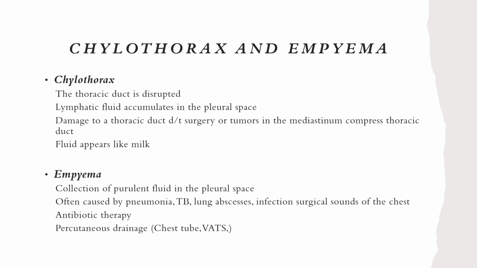There are a few other reasons why we could have increased fluid in our pleural space as well. And the other one is a chylothorax. So this is actually when the thoracic duct is disrupted or there has been injury to the thoracic duct or trauma. This has a lot to do with lymphatic fluid flow, okay? So what's going to happen is lymphatic fluid accumulates in our pleural space when we have a chylothorax.